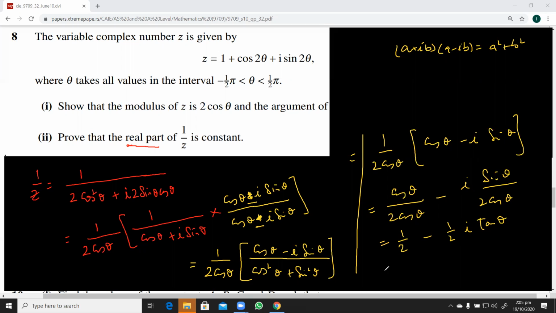So what is the real part? If this is your 1 over z, what is the real part of 1 over z? Yes, bacho? What is the real part? 1 by 2. That is 1 by 2, which is a constant. Yes, do you have any question?